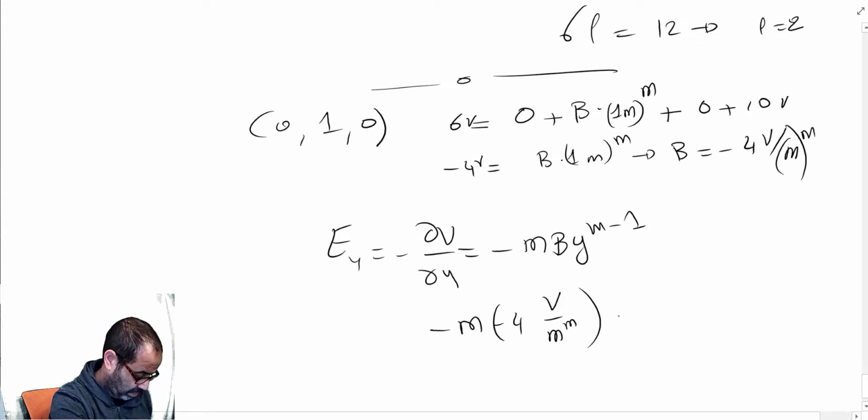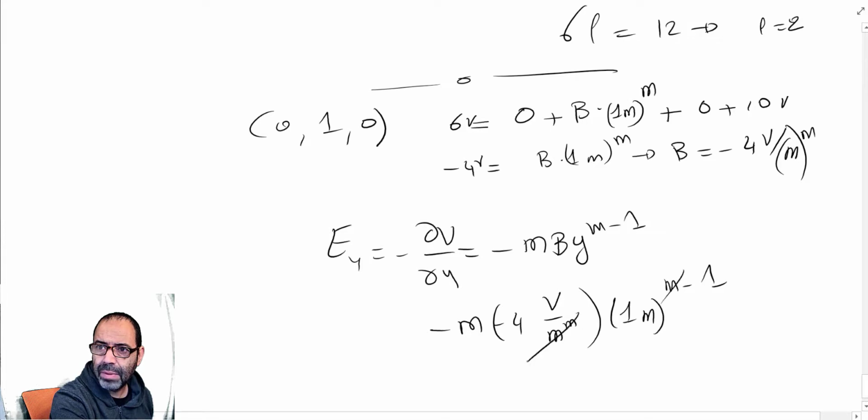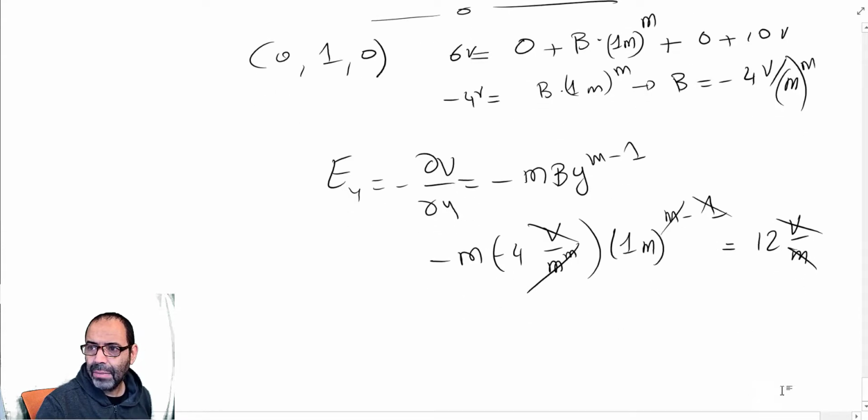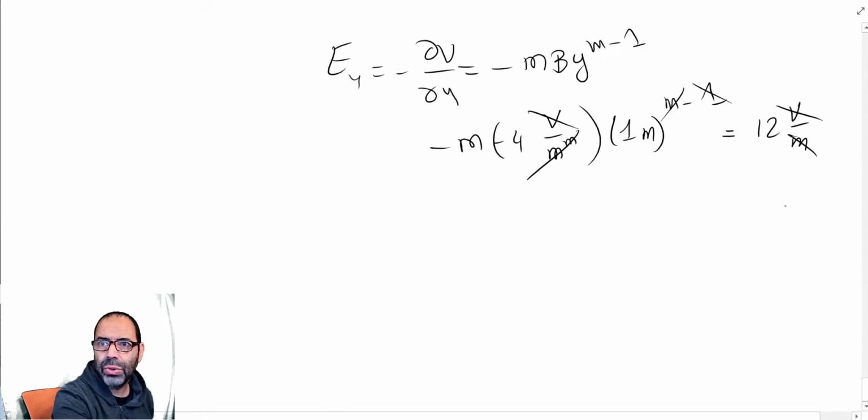Times this y, which is 1 meter to the power m minus 1. Actually, this m and this m now cancel completely. I'm just left with a volt over meter in here, which must be equal, according to this data, also to 12 volt per meter. Again, the volt and the volt cancel, and this last meter and this last meter cancel, and I have at the end 4m equals 12, which means m is equal to 3.